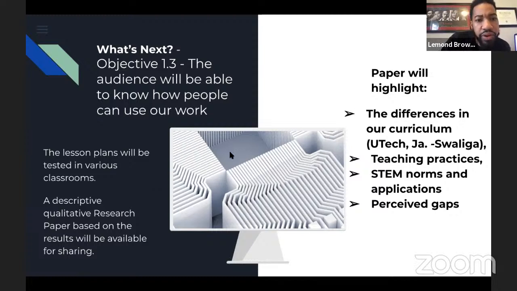Objective 1.3, the audience will be able to know how people can use our work. And we've talked a little bit about this. The lesson plans will be tested in various classrooms. That's where we are in the process.